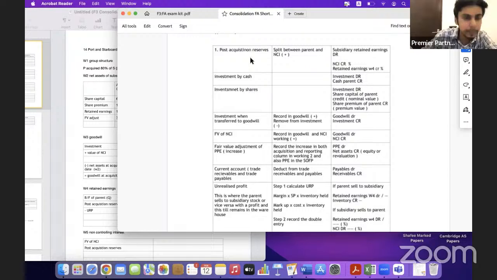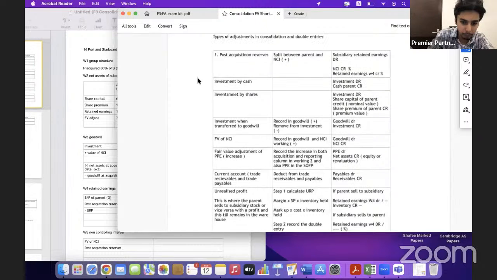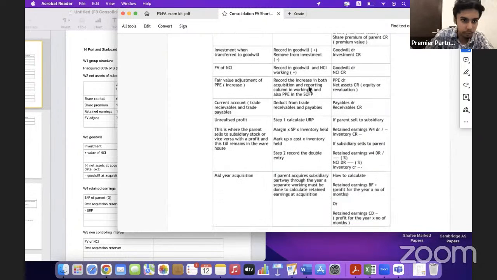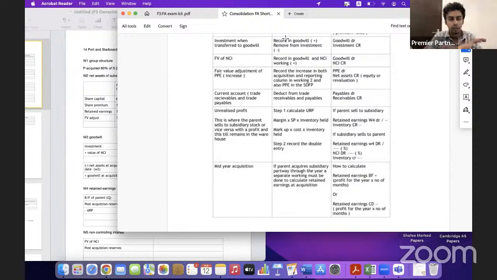On top of that one, guys, I'm also giving you the double entry. When you do this, this is the double entry. So like this, guys, I have summarized the entire lesson in one page. Definitely, guys, after the class, I'll share this with you, so you have a full summary on the consolidated SOFP lesson. Like that, next week, when we do income statement, I'll give a short note on that also.